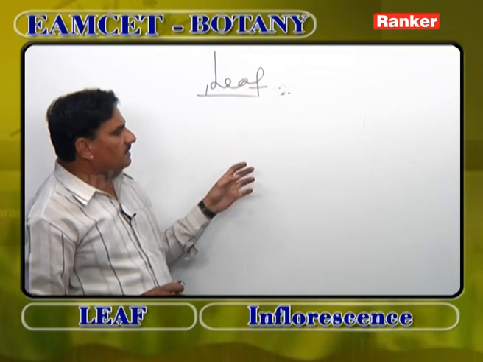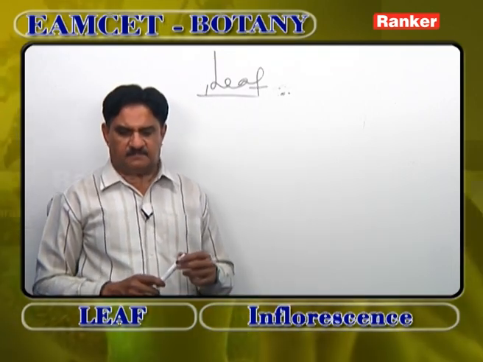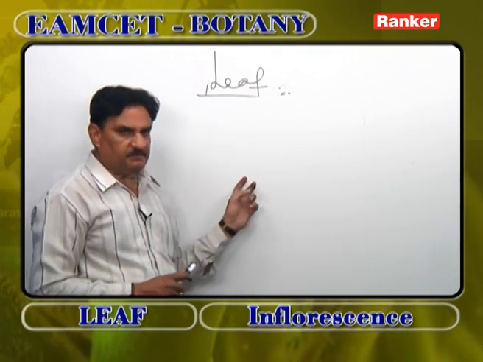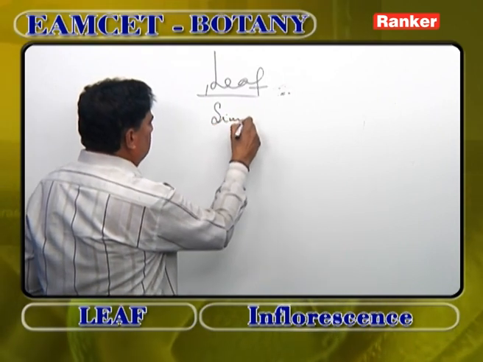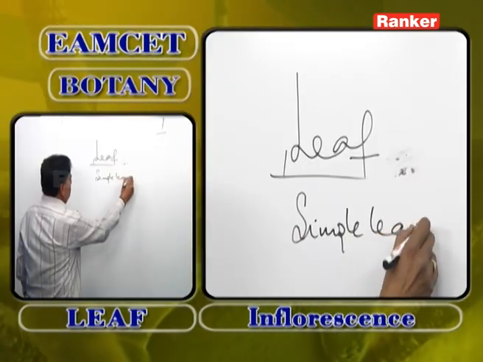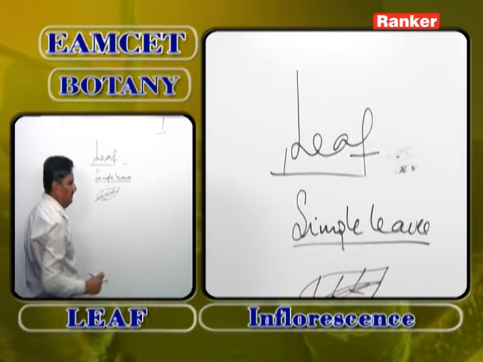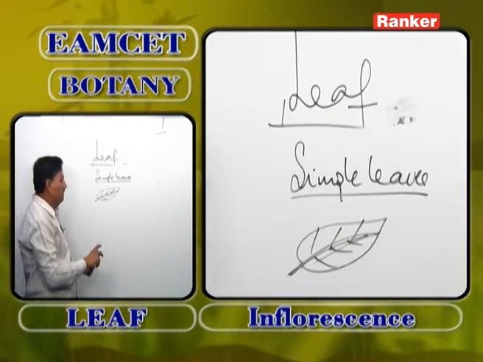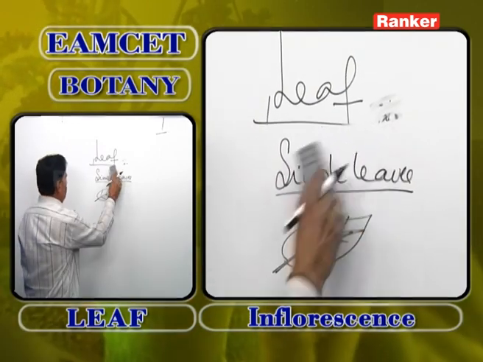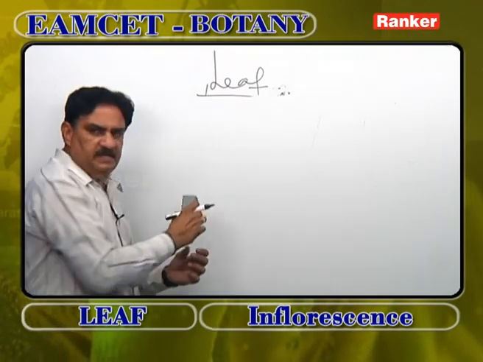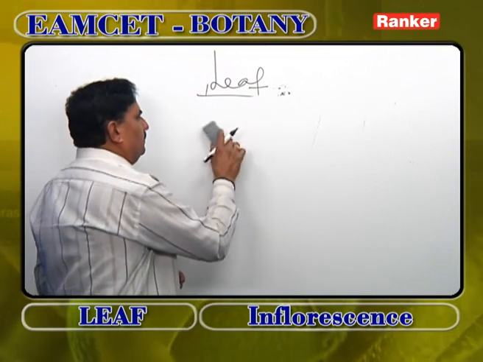Then next comes types of leaves: simple leaves and compound leaves. Simple leaves means the total leaf lamina is entire, not at all divided into leaflets. Compound leaves means leaflets are present. Simple leaves are of two kinds: simple unlobed leaves and simple lobed leaves.